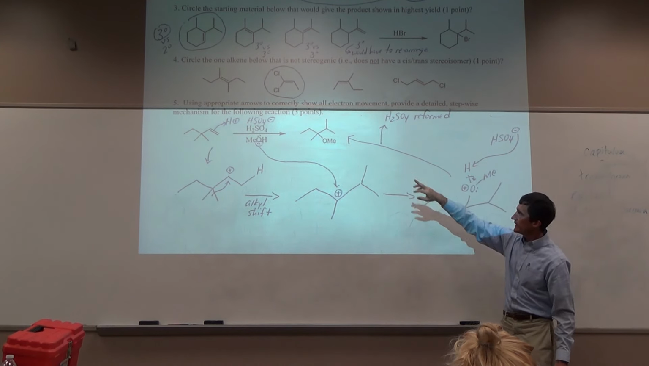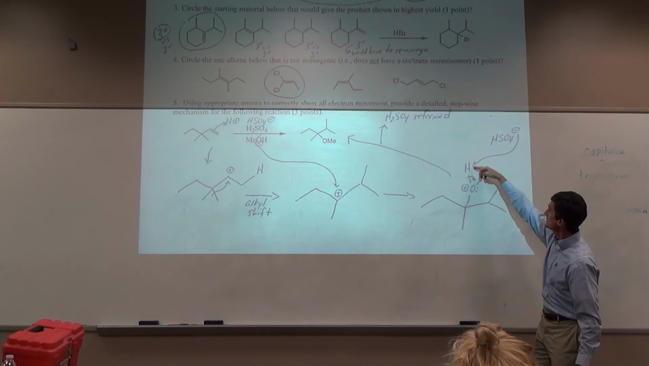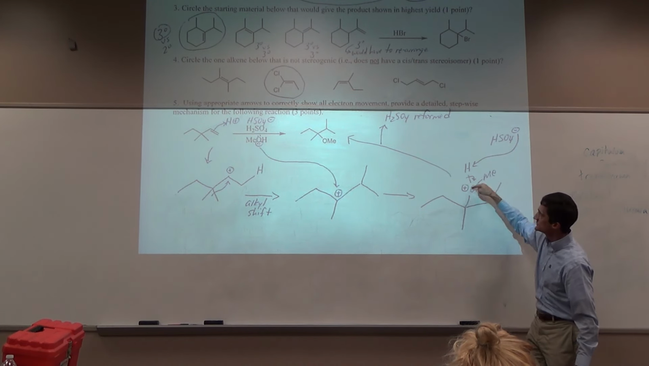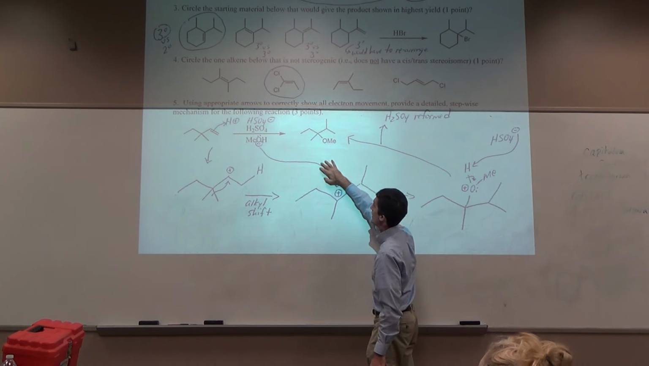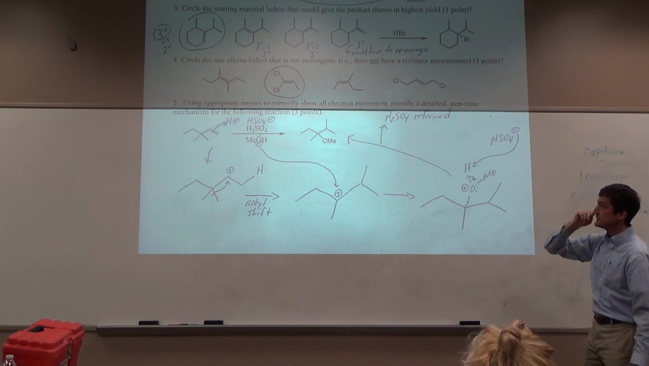How do we get to the final product? We then lose the H. We can have bisulfate take the H. Electrons move on to oxygen. That's how there's two lone pairs there. Or you could use methanol to take the H, or water. I mean, sulfuric acid is an aqueous acid.